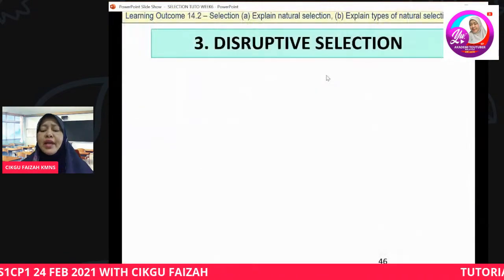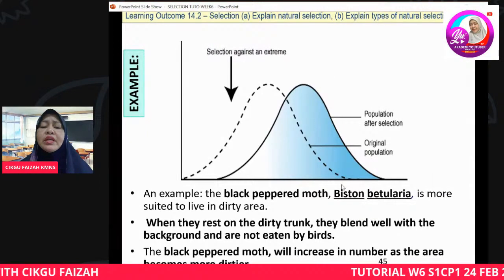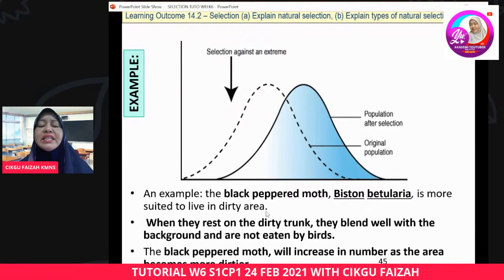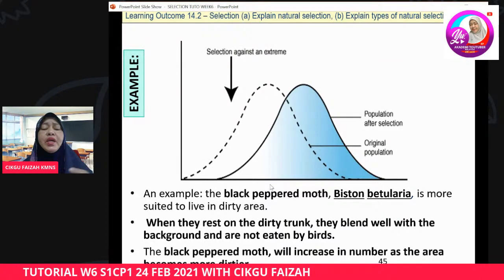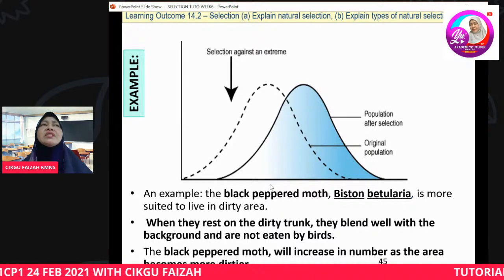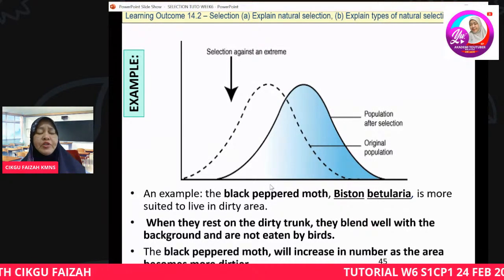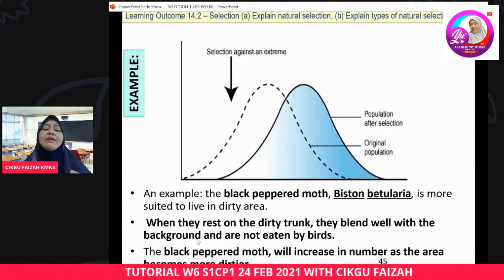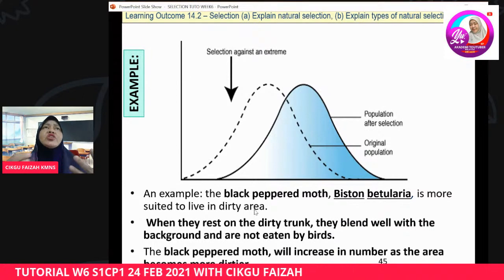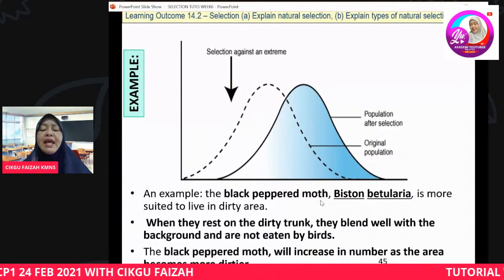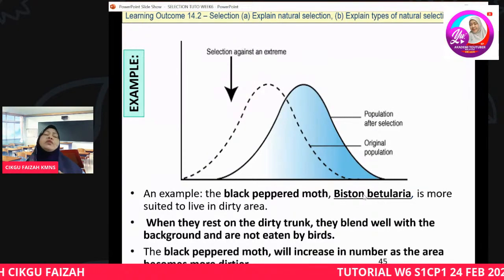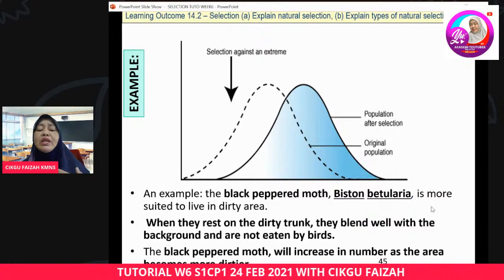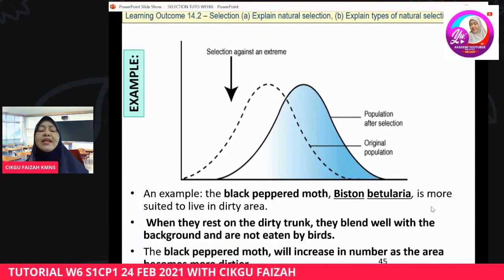Why, class? Because the black peppered moth is more suited to live in the dirty area. The white one will decrease in population because they are easily caught by the predator. The black peppered moth can camouflage with the dirty trunk. They blend well with the background and will not be eaten by the birds, the predator. So the black peppered moth will increase in number as the area becomes dirtier.